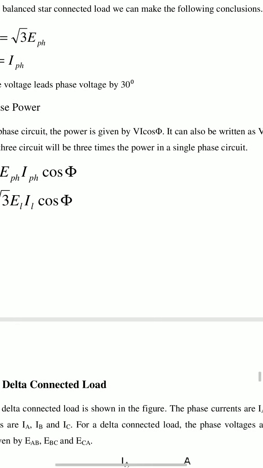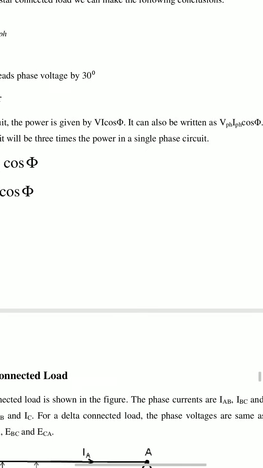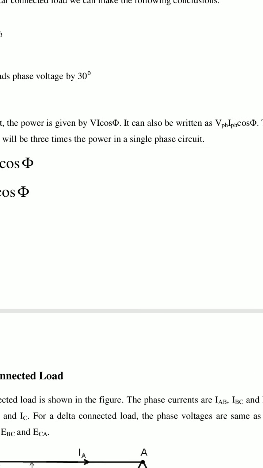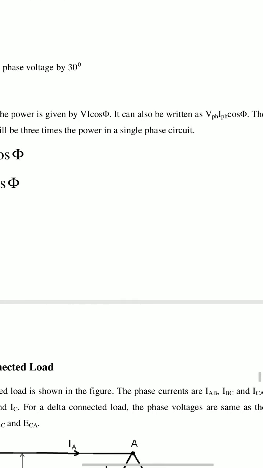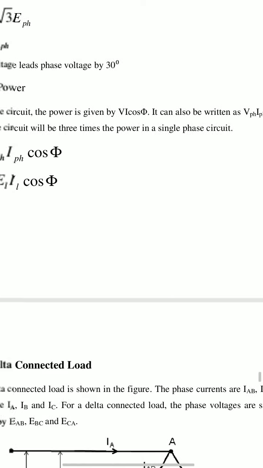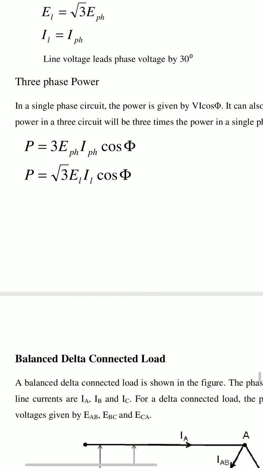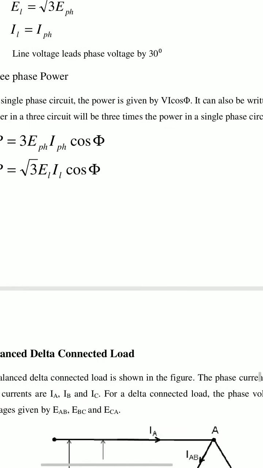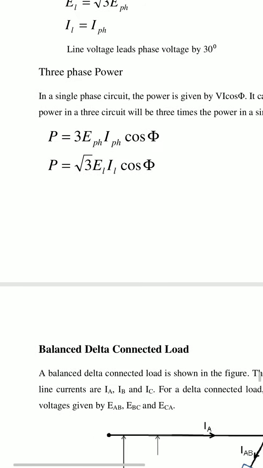The rest of it can be written as V phase in three phase. It can be written as V phase I phase cos phi for a single phase circuit. So here the power in a three phase circuit is 3 times that of single phase circuits.